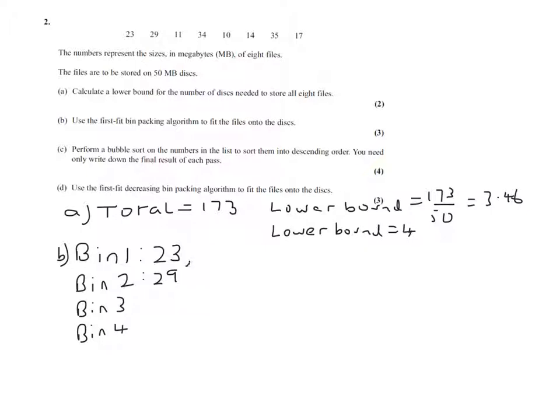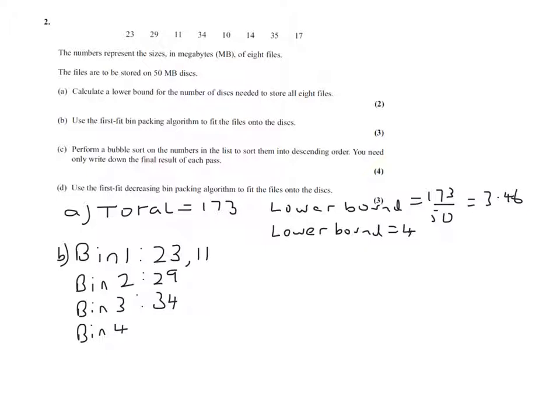So the next number is 11. Will 11 go into bin 1? Yes, because now 23 plus 11, that's 34, we've still got room. Next one is 34. Will 34 go into bin 1? No, that takes bin 1 over 50. Will 34 go into bin 2? No, that takes bin 2 over 50. So 34 has to go into bin 3.